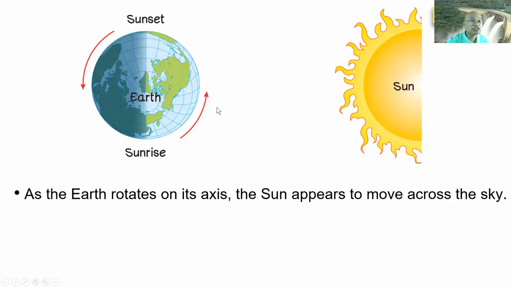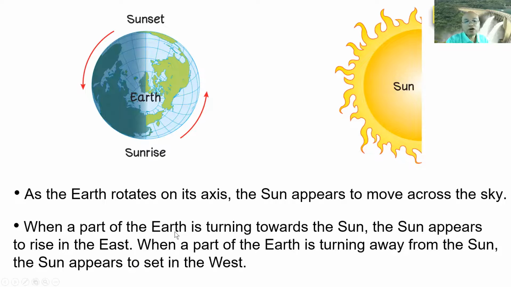All right, it just appears to move, but the sun is not moving. What is moving is the earth. The earth is rotating counterclockwise. All right, and so when a part of the earth is turning towards the sun, just like this one, the sun appears to rise in the east. When a part of the earth is turning away from the sun, it appears to set in the west. You understand?